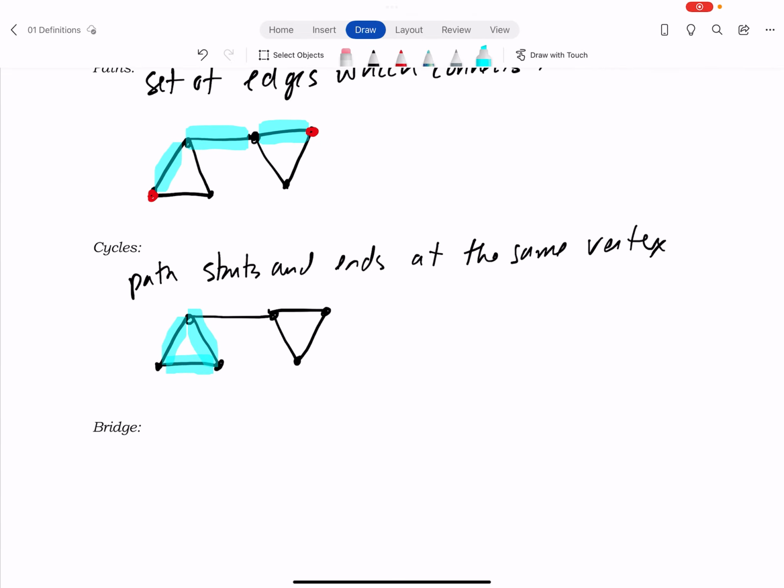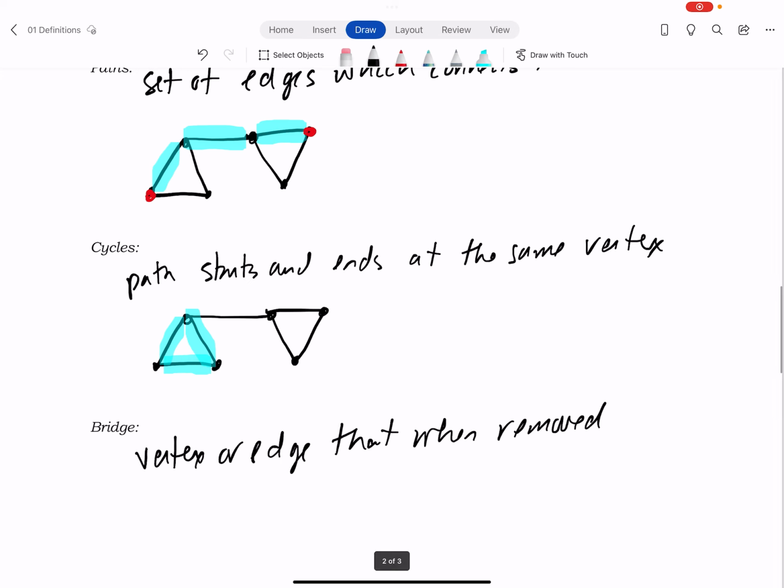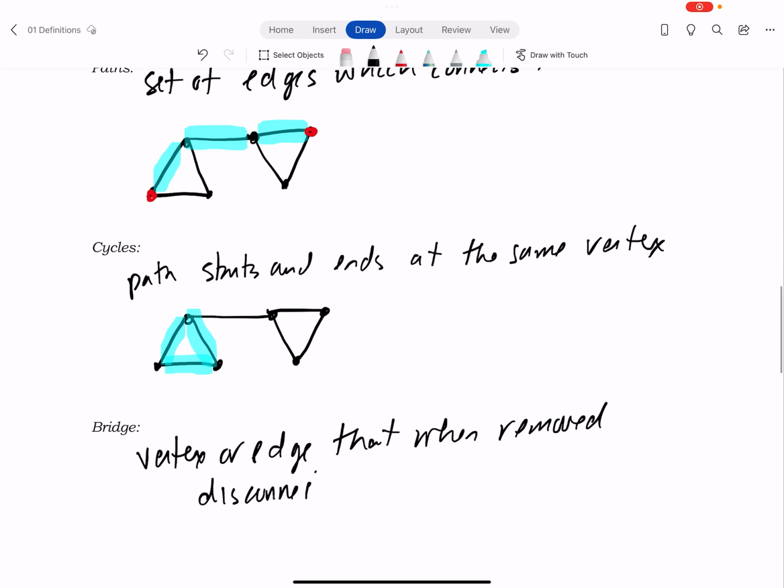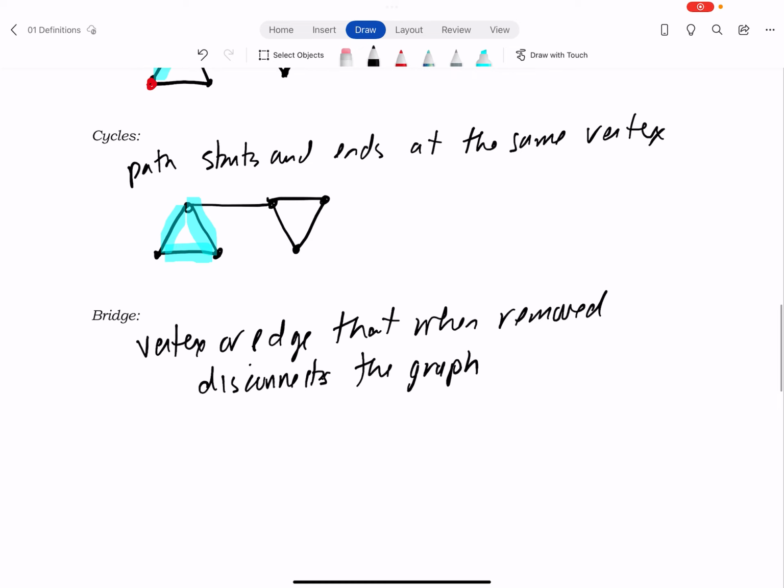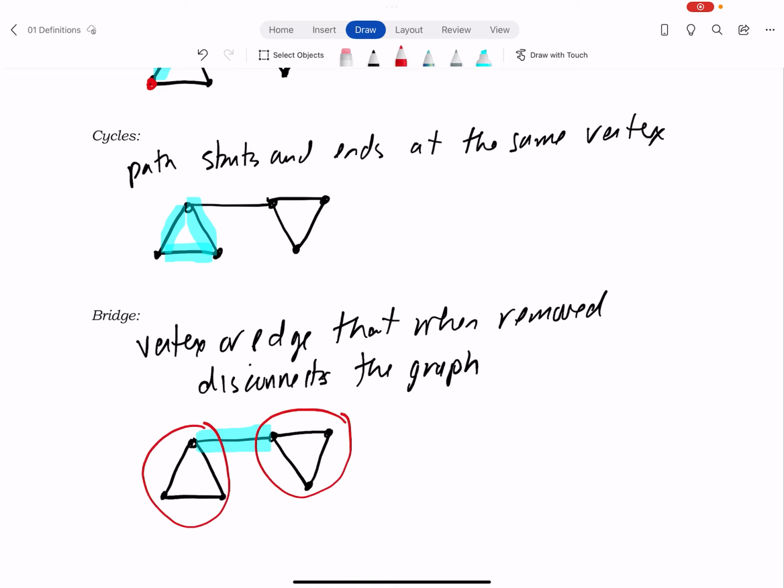A bridge is a vertex or edge that, when removed, disconnects the graph. So if we go back to this two triangle graph, this edge here in the middle, if I remove that edge, I would end up with two disconnected components. So that edge highlighted in blue there is considered a bridge.